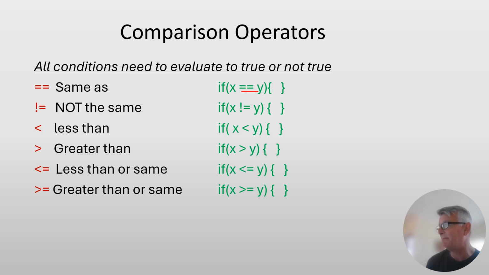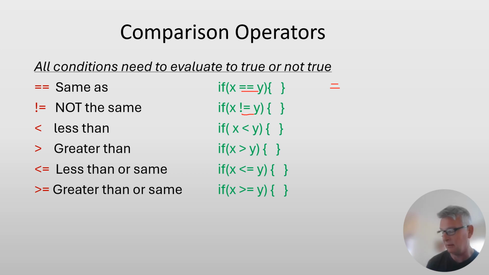The same as, comparison operator versus the single assignment operator. So if you do if x is the same as y, that would be true. We also have not the same, and that's exclamation point equal sign. So if x is not equal to y, they're just yes no questions, true false questions.